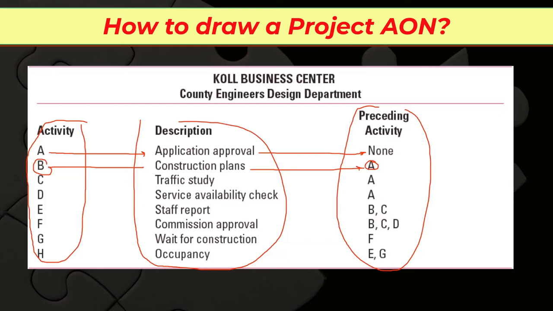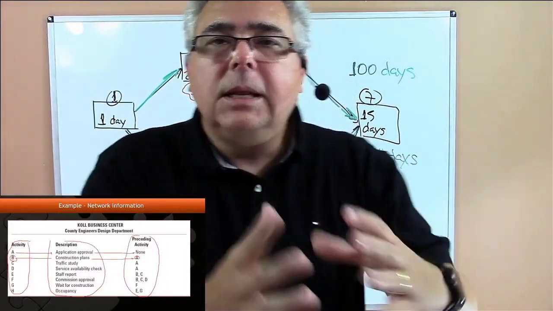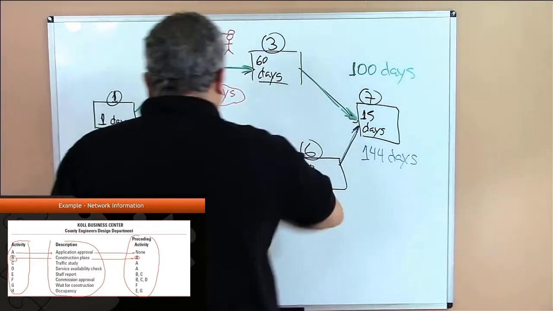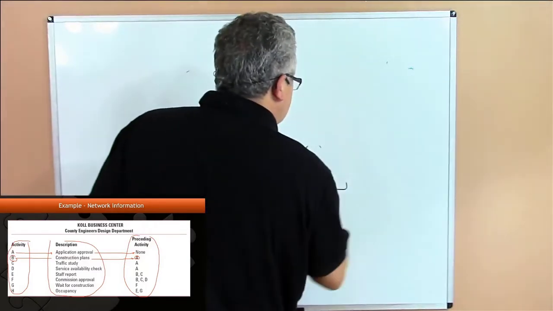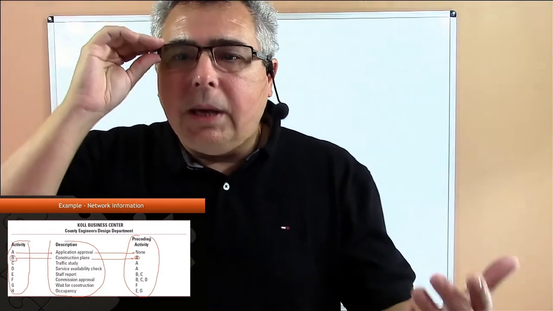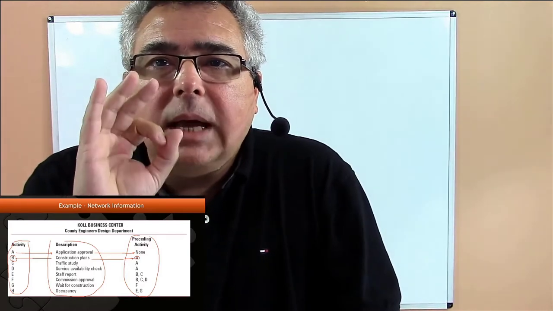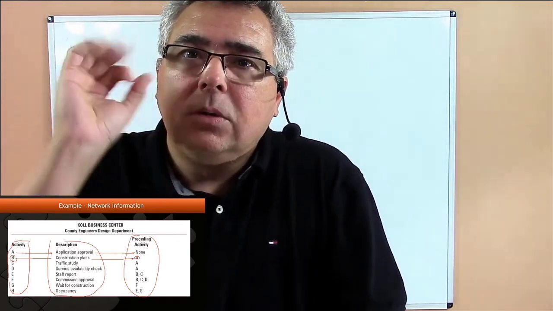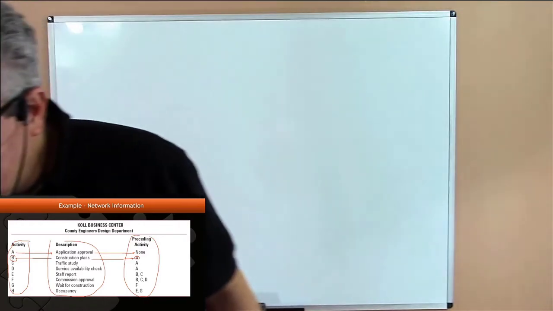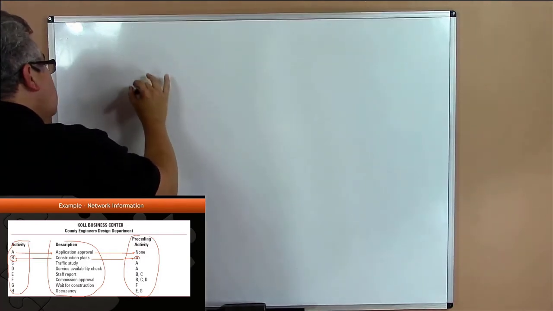That network. Let's try now and draw. So from the activity list, let's draw the project network here. So how do we approach that project network? We start with the drawing with the activity that has no preceding activity. So the first activity that we draw on the whiteboard will be the activity with no preceding activity, which is activity A. Yes, A is the first activity of the project because there is no preceding activity.